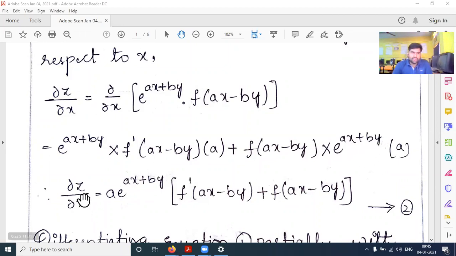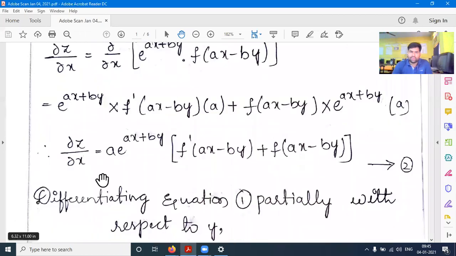So totally, dou z by dou x is equal to a into e power ax plus by as a common factor, into f dash of ax minus by plus f of ax minus by. This is equation number 2.